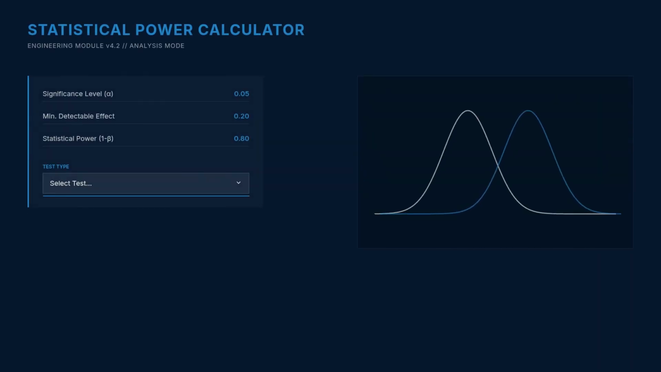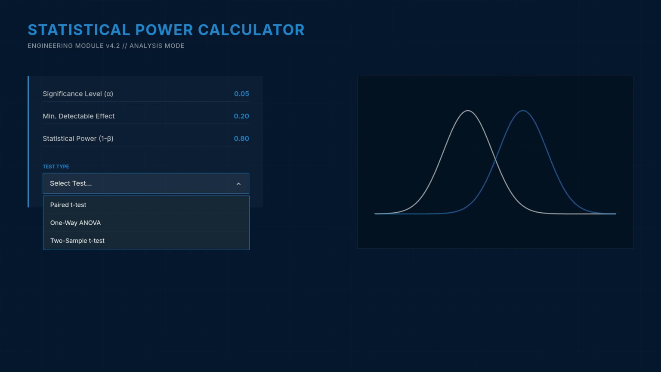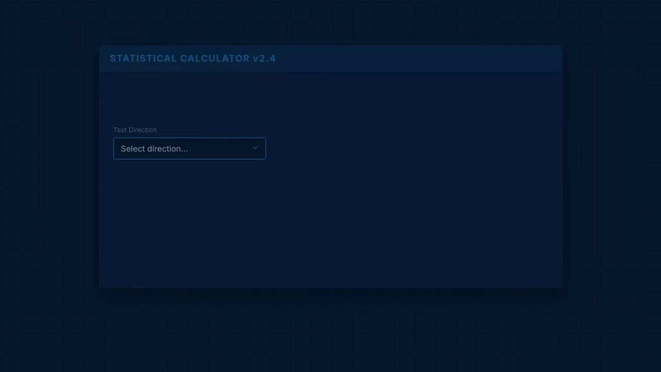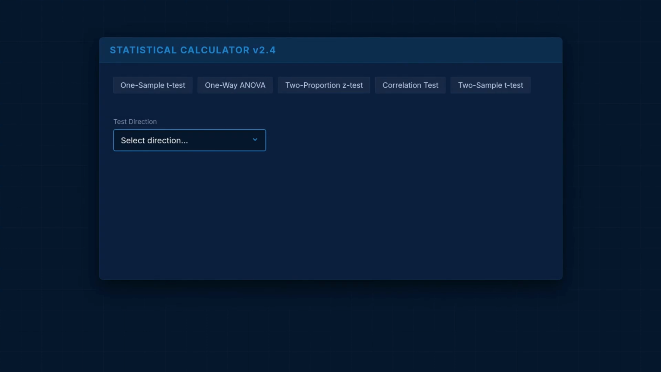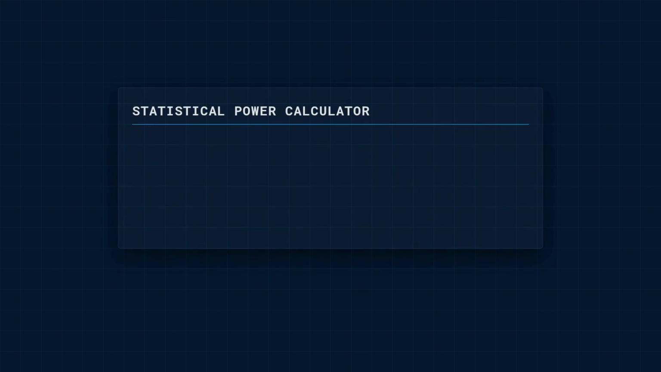For this demo, I'm calculating statistical power. The test type dropdown offers 2 sample t-test, paired t-test, 1 sample t-test, one-way ANOVA, 2 proportion z-test, and correlation test. I'm using 2 sample t-test. Test direction gives you 2-tailed test or 1-tailed test. I've selected 2-tailed test. Now for the input fields.